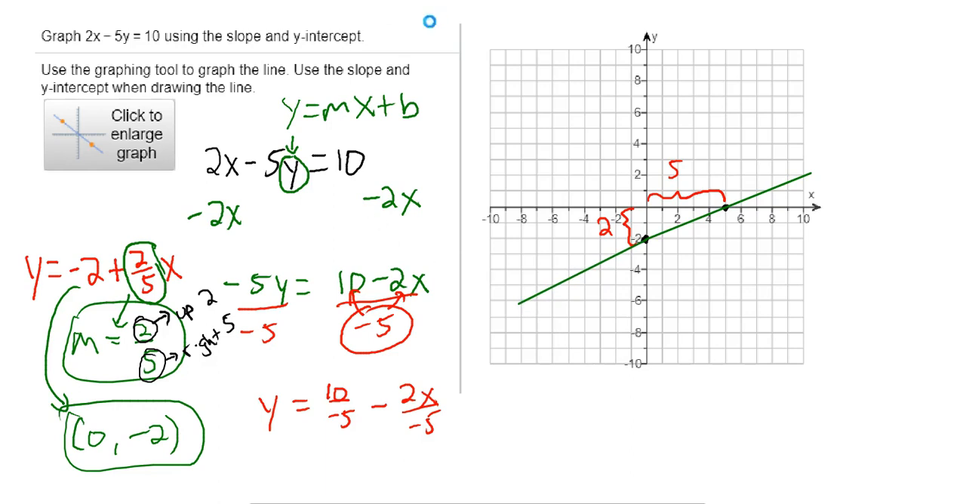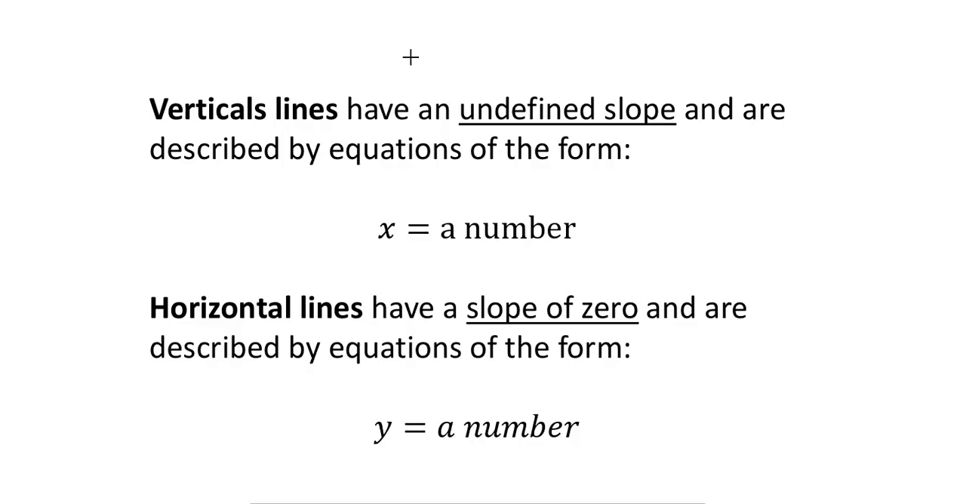All right. Let's take a look at another topic here. Vertical and horizontal lines. So vertical lines have an undefined slope and are described by equations of the form x equals a number. So even though these are lines, the equations do not have two variables. They only have one variable. That's kind of what makes them special exceptions that we have to spend some extra time talking about. Right? So if your equation is just x equals 5, that will graph as a vertical line. And the slope for that line is undefined.